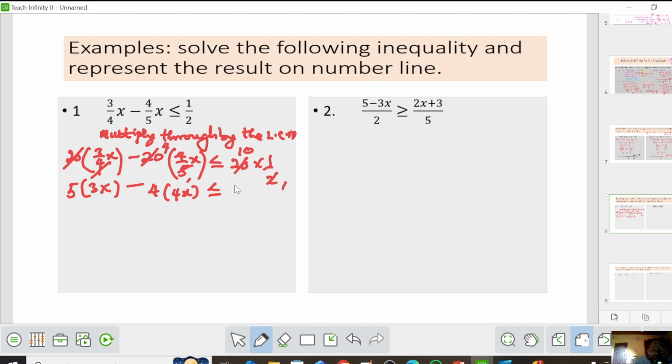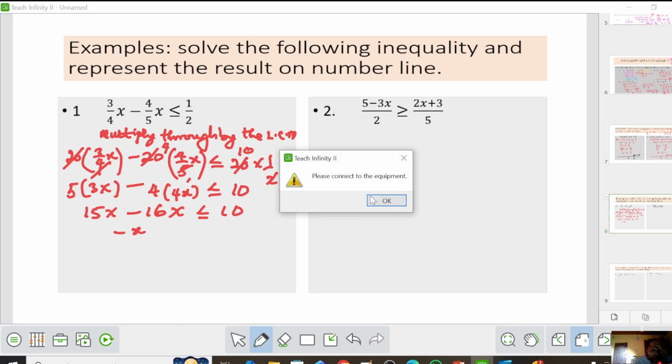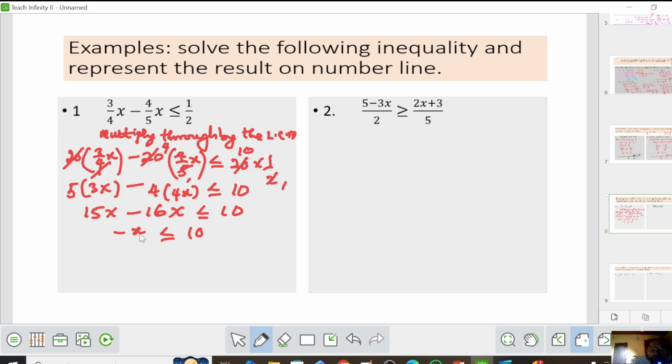10 times 1, we have 10. So if you multiply through, that gives me 15x minus 16x less than or equal to 10. So this will give me minus x less than or equal to 10. This minus x, like I said, is the same thing as minus 1x. So if you must find something to divide through by, divide both sides by a negative number. That's minus 1x divided by minus 1, less than or equal to 10.